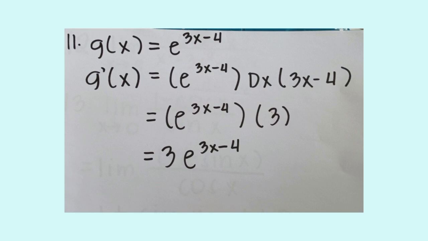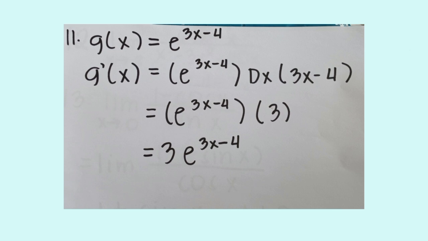The derivative of e to any power is just e to that same power. So, we know that the derivative starts with e raised to the power of 3x minus 4. Now, we need to deal with the power 3x minus 4.